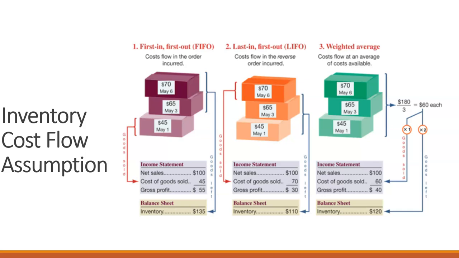We're going to record cost flows in the reverse order of which they were incurred. And with the weighted average, we average all of those costs together, as you can see here. We have three different costs for inventory. We add them all together, divide by the fact that we have three of them, and then put an average cost on all of them.